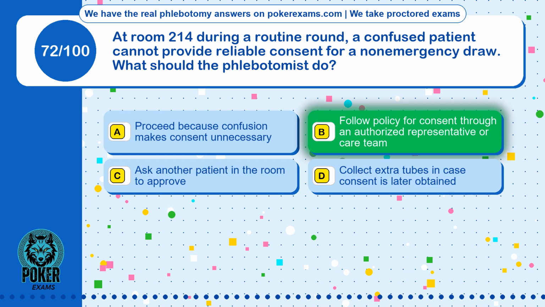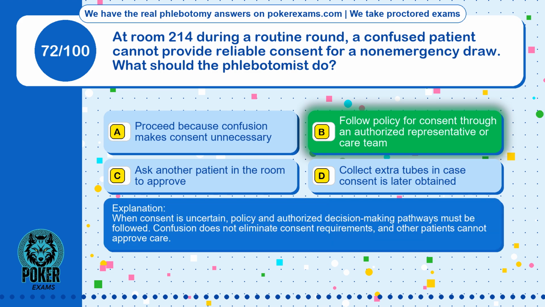The correct answer is option B. Follow policy for consent through an authorized representative or care team. When consent is uncertain, policy and authorized decision-making pathways must be followed. Confusion does not eliminate consent requirements, and other patients cannot approve care.